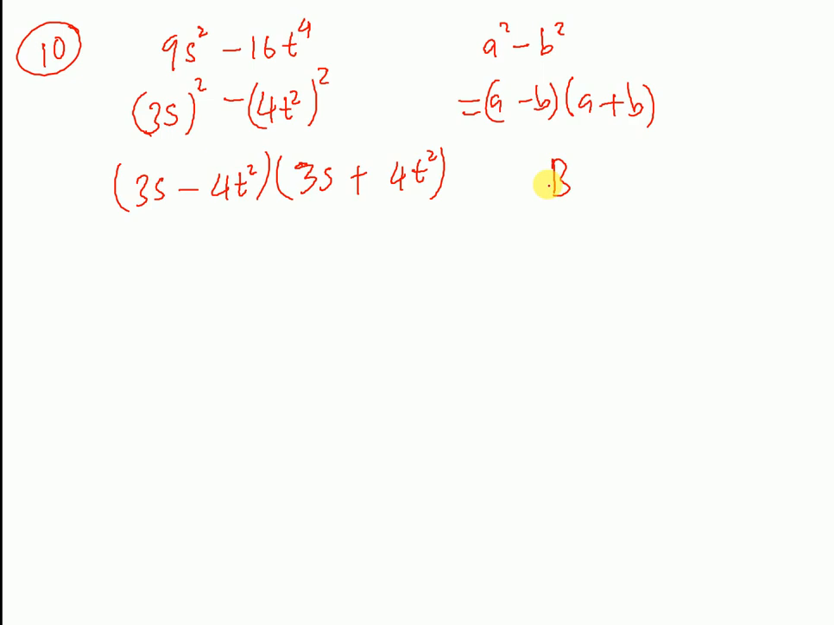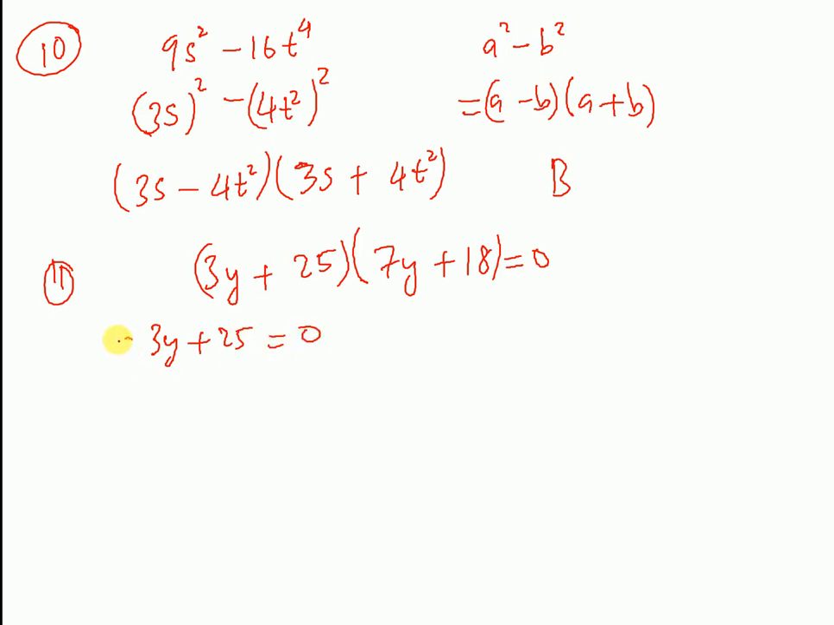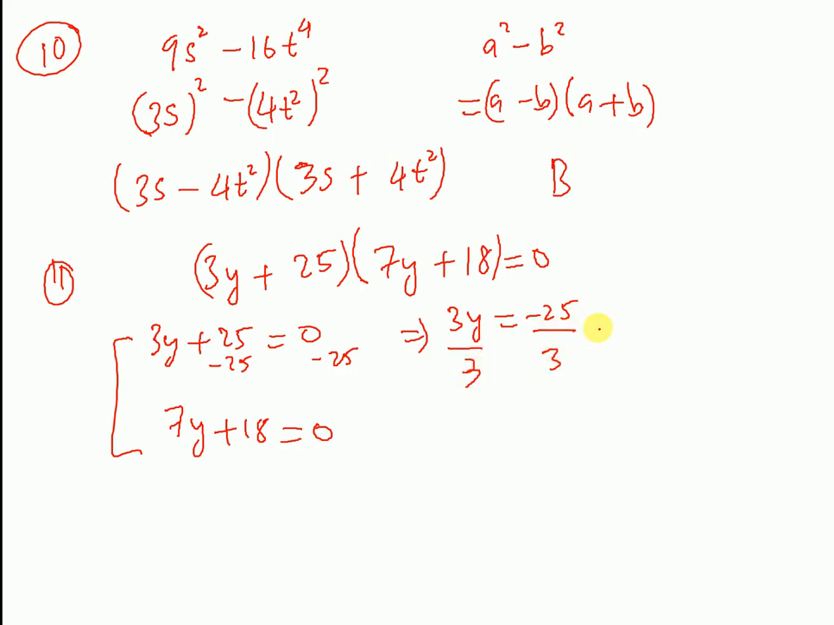Question 11, solve the equation 3y plus 25 times 7y plus 18 equals 0. The only thing that makes this expression 0 is if one of these factors becomes 0. So I have 3y plus 25 equal to 0, or 7y plus 18 equal to 0. This one you can solve for y, subtracting 25 on both sides. I have 3y equals minus 25, divide both sides by 3. To solve for y, I have y equals minus 25 over 3.